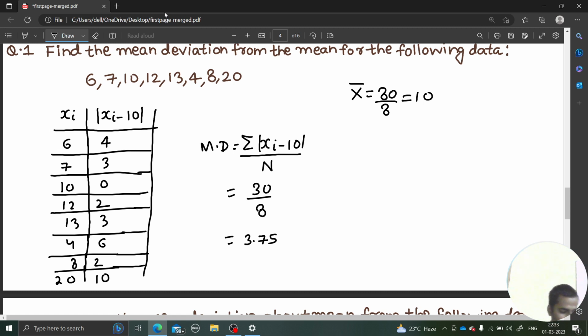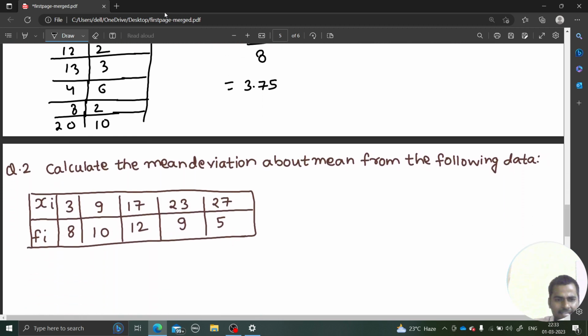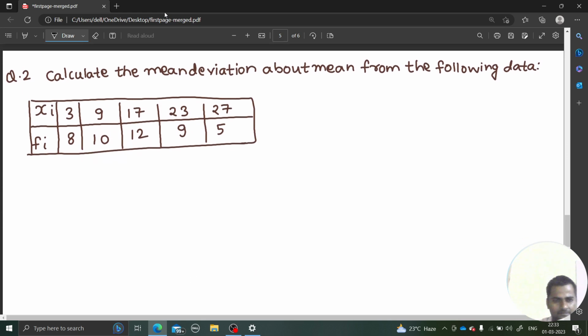So mean deviation calculation is very simple in the case of ungrouped data. Subtract every data from its mean, take the mod, and all such differences you add together and divide by n. So simple again. Okay. So let's move forward to the second type of data that we are having.